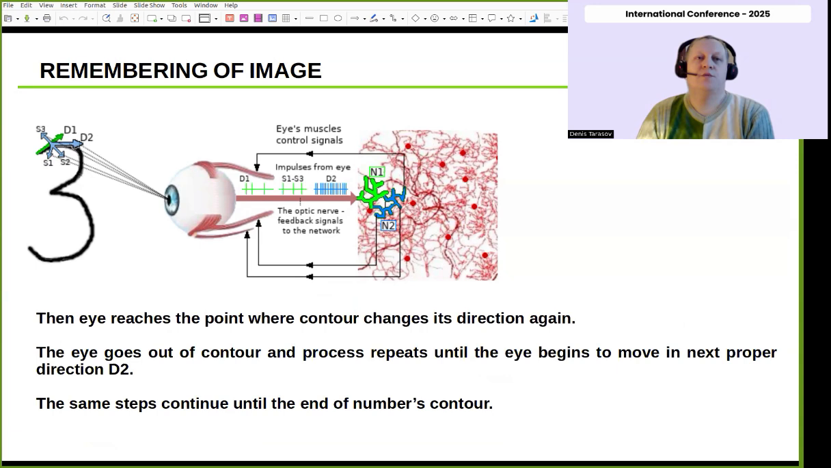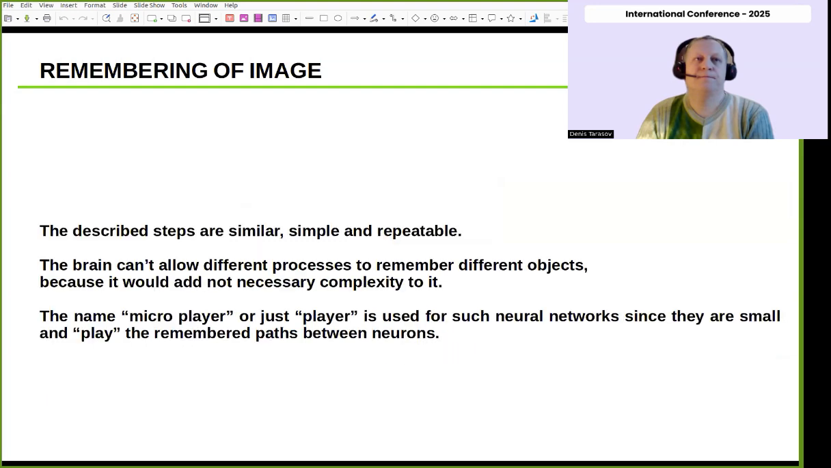Then the eye reaches the point where the contour changes its direction again. The eye goes out of the contour and the process repeats until the eye begins to move in the next proper direction D2. And the same steps continue until the end of the number's contour. The described steps are similar, simple, and repeatable. The brain can't allow different processes to remember different objects because it would add unnecessary complexity to it. The name microplayer, or just player, is used for such neural networks since they are small and play the remembered path between neurons.